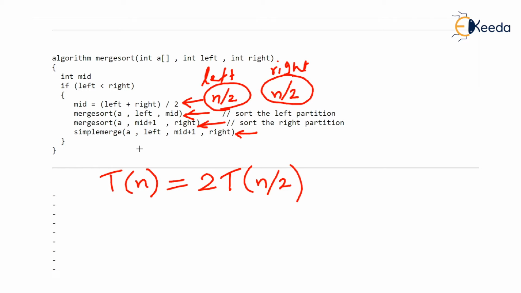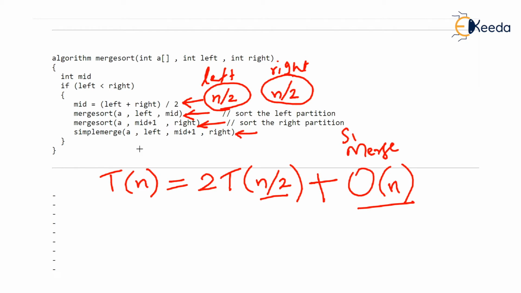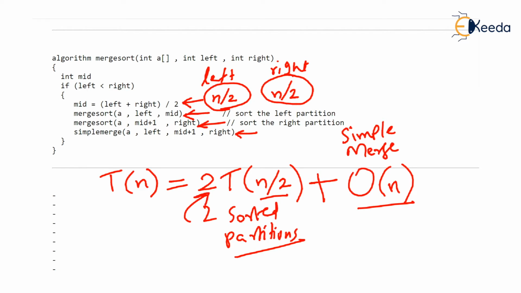Given an array, we try to first sort the left part, and the left part contains n by 2 elements. And we try to sort the right part, which also contains n by 2 elements. So it will be 2 times the time required to sort n by 2 elements plus order of n. Now this order of n is the time needed to merge, that is simple merge, the two sorted partitions. Once we know that there are two sorted partitions due to this work, we can now merge them.